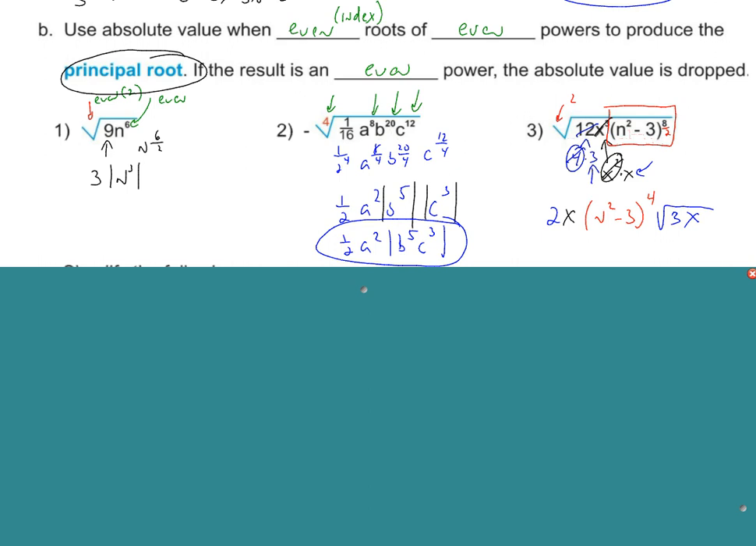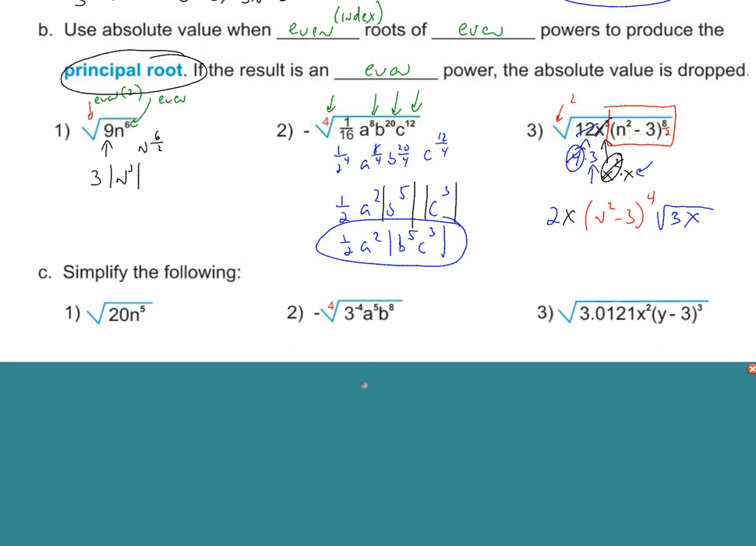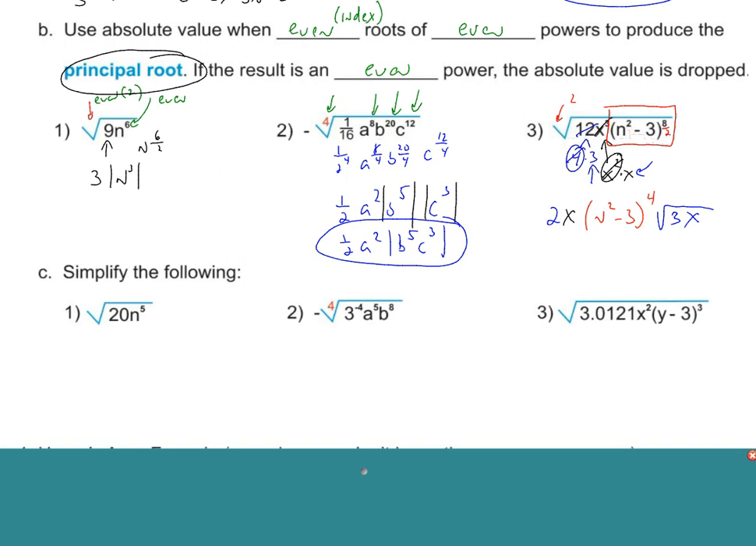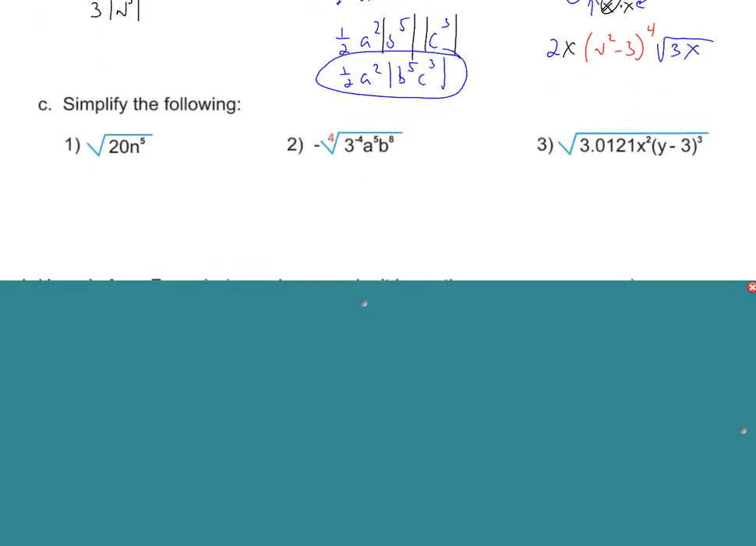All right, so B is trying to tell us that when we're just after the principal root and you have variables involved, if you have an even index and an even power of the variable, and the result is an odd power, use the absolute value. If the result is an even power, you don't need to worry about the absolute value. That's tricky. You're going to have to review that if you're going to remember it.